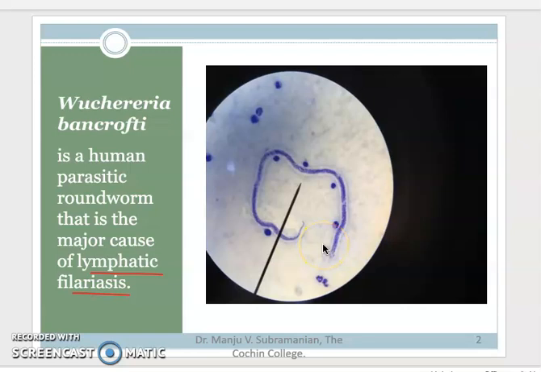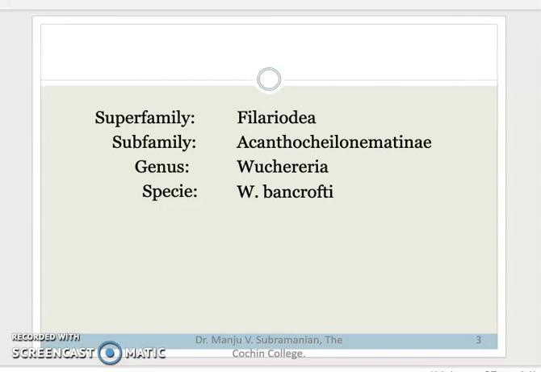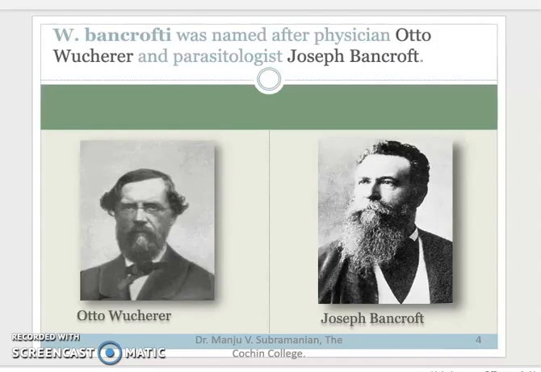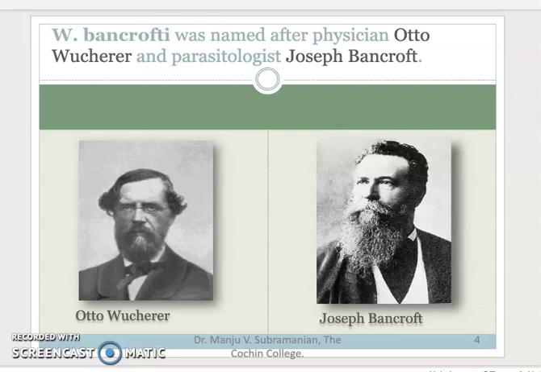This worm, Wuchereria bancrofti, is called a filarial worm. This is the systematic classification of this filarial worm. It belongs to the superfamily Filarioidea, then subfamily Onchocercinae, then genus Wuchereria, and the species is bancrofti. Wuchereria bancrofti was named after the physician Otto Wucherer and the parasitologist Joseph Bancroft. These are the two persons who identified or named this organism.